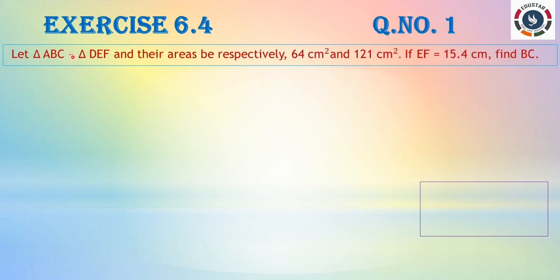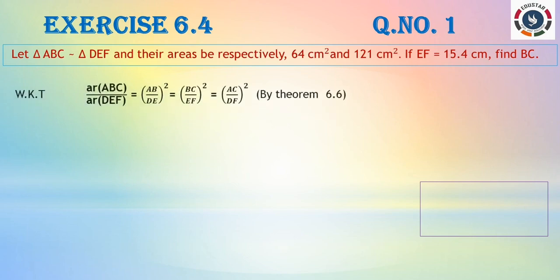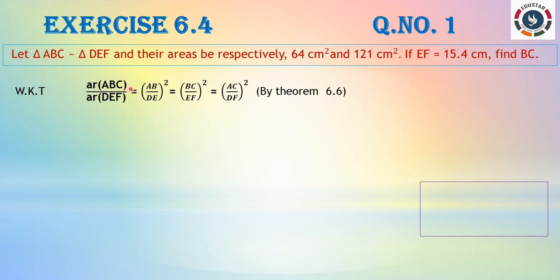Let triangle ABC be similar to triangle DEF. They have clearly given that they are similar, and they have given the areas. So which theorem can be used here? Theorem number 6.6, which we discussed just before. As per that theorem, we will get the ratio area of triangle ABC divided by area of triangle DEF.